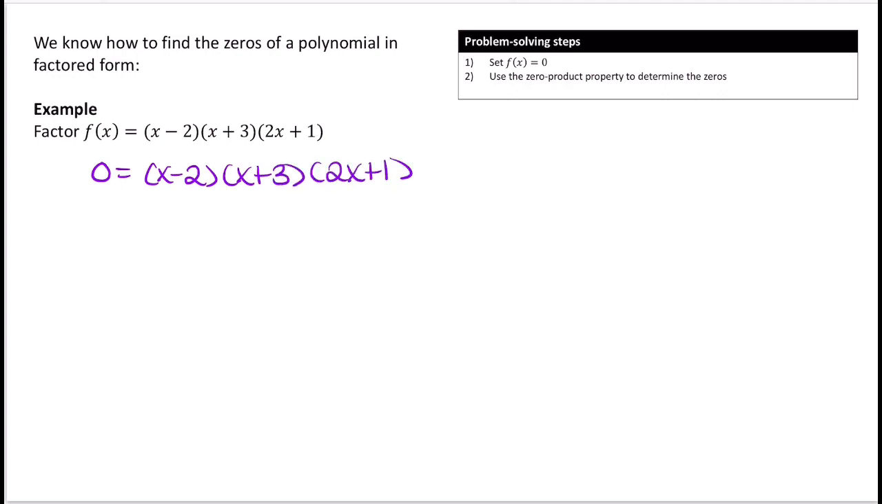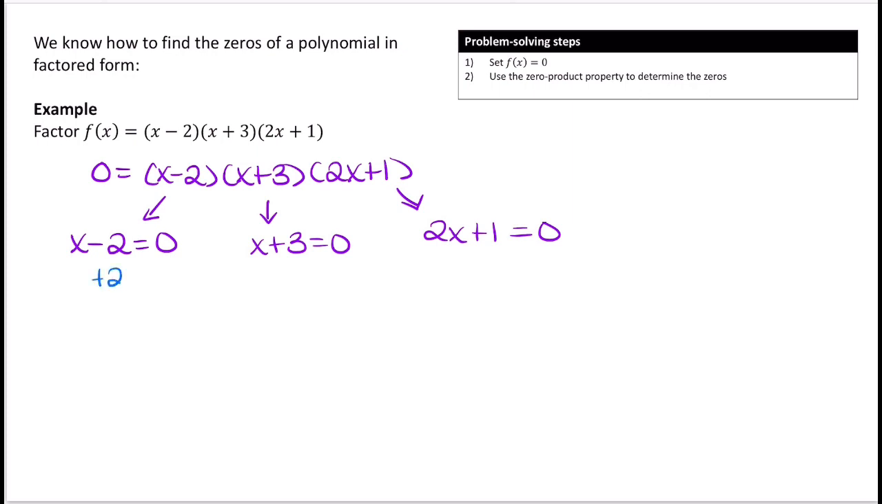Remember, the zero product property tells us that if we're multiplying some terms together and they equal 0, then that means that those terms have to be 0. So this means that x minus 2 equals 0, or x plus 3 equals 0, or 2x plus 1 equals 0, because that's the only way to multiply those binomials together and get 0. Now we can just solve these equations for x. This first equation I would solve for x by adding 2 to both sides, and that gives me x equals 2. So that's one of my zeros.